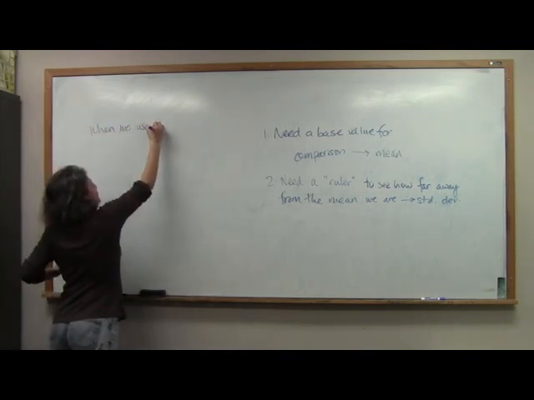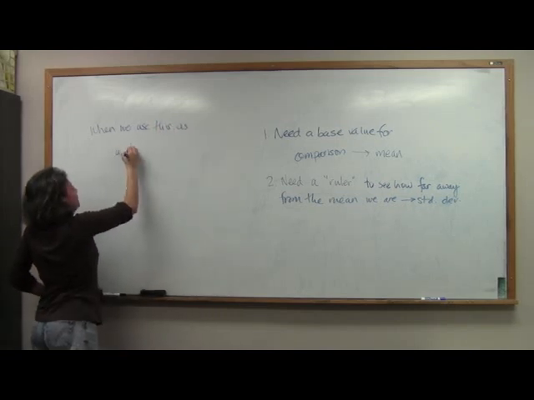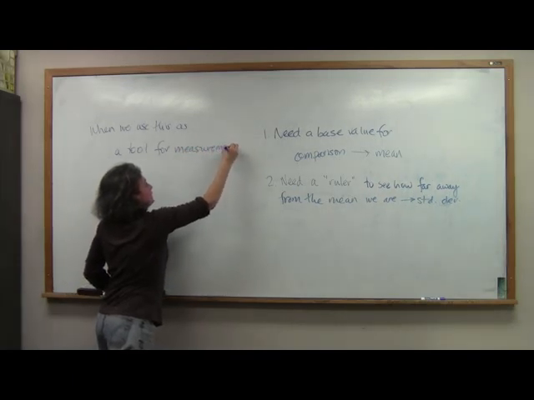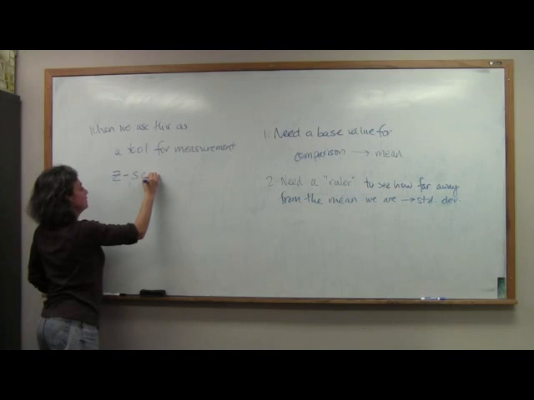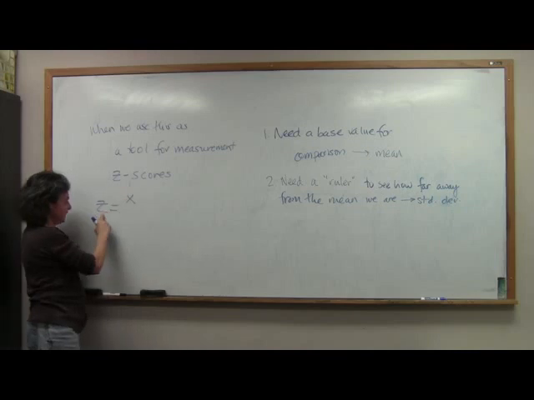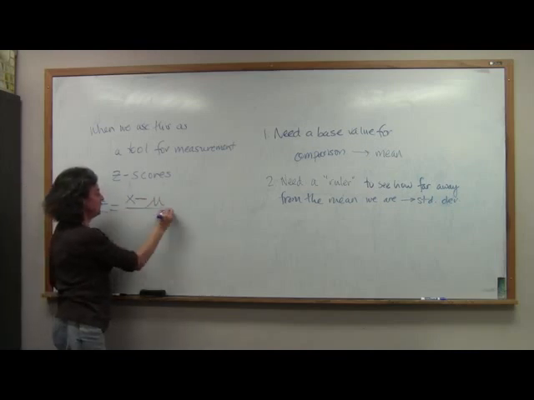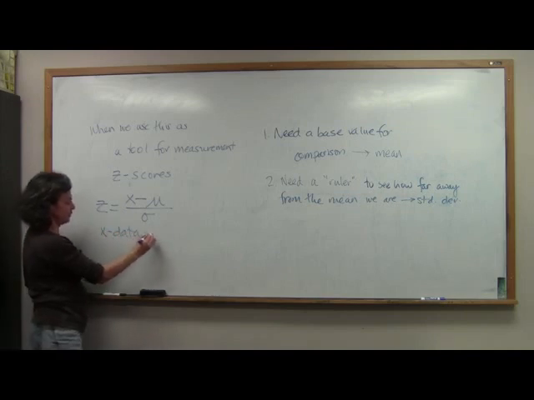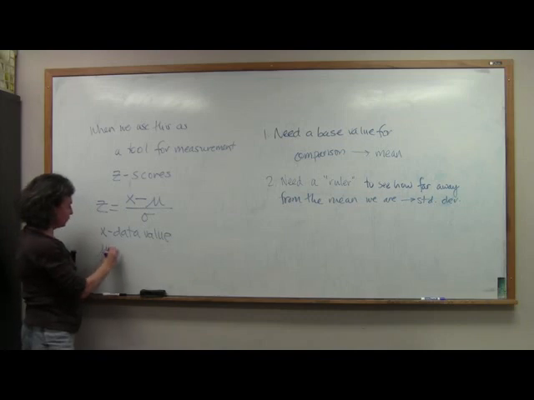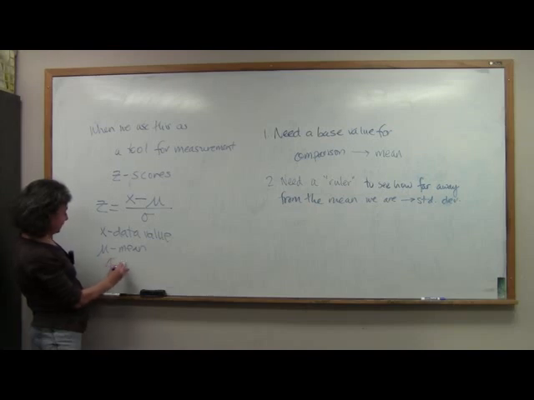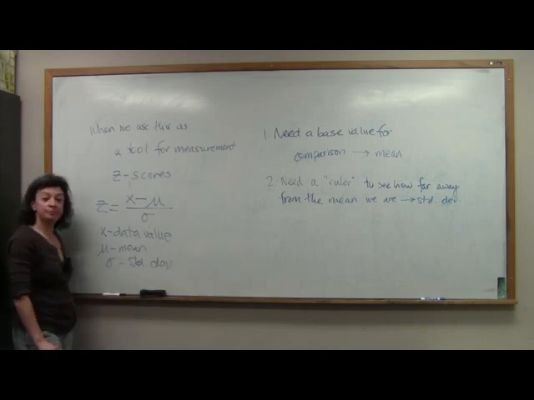When we use this as a tool for measurement, they're called z-scores. And here's the formula. Z, that's our z-score, we say is x minus mu over sigma. So x is our specific data value. Mu is the notation we use for our mean. And finally, sigma is the notation that we use for our standard deviation.